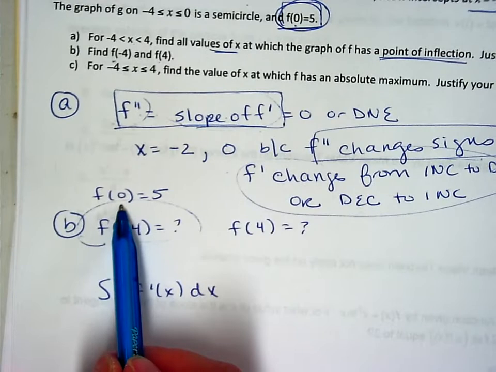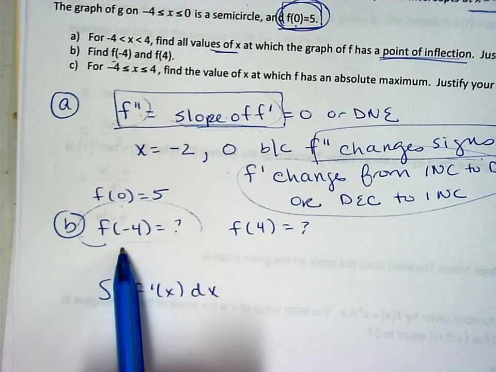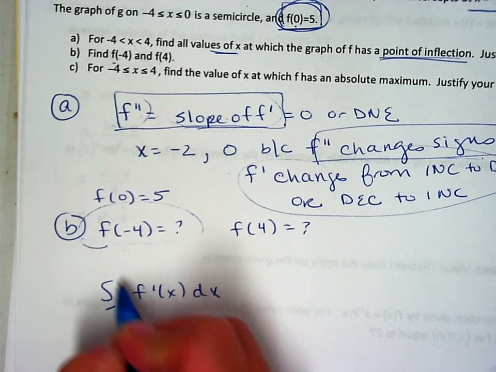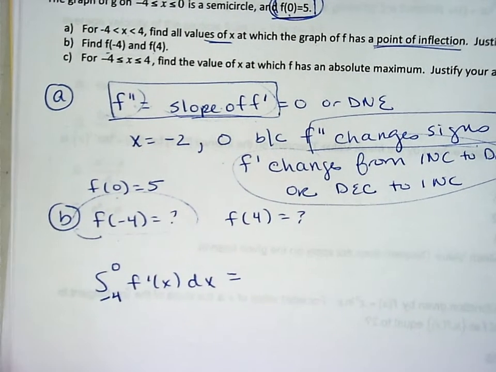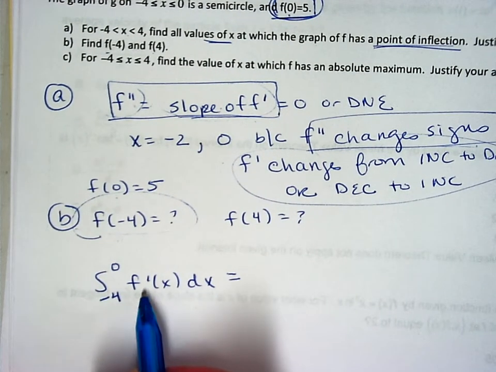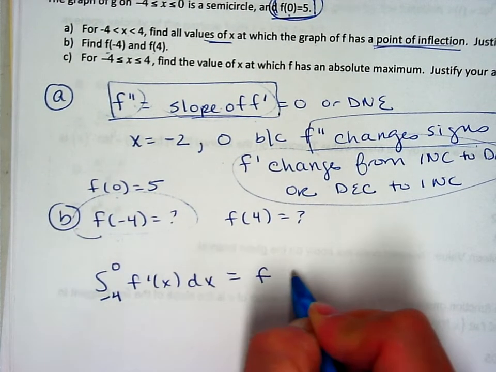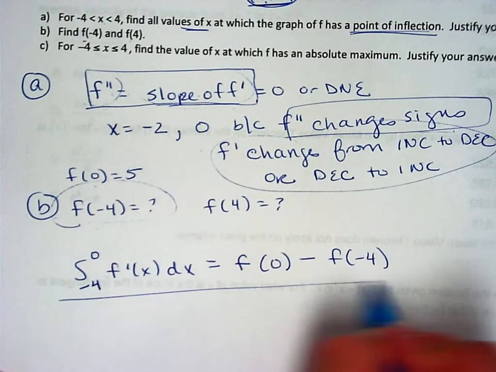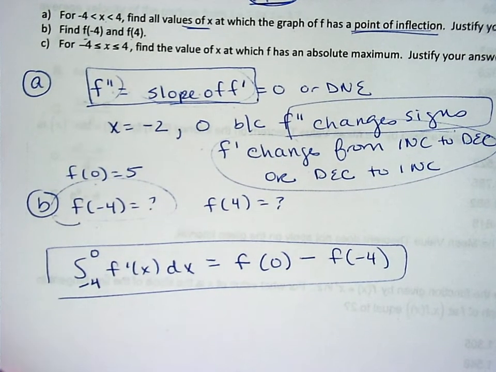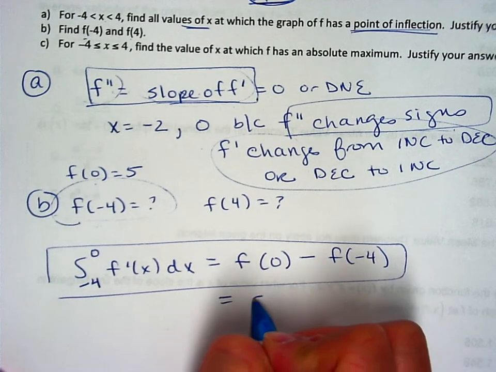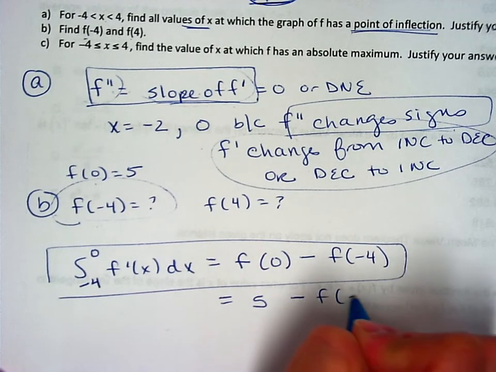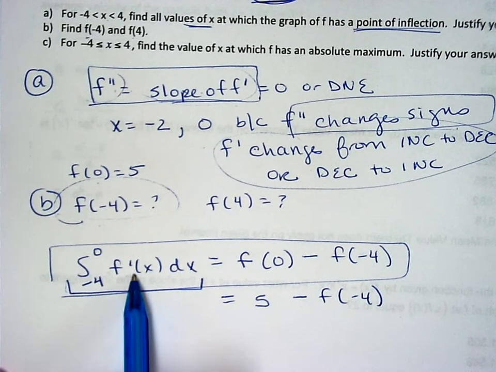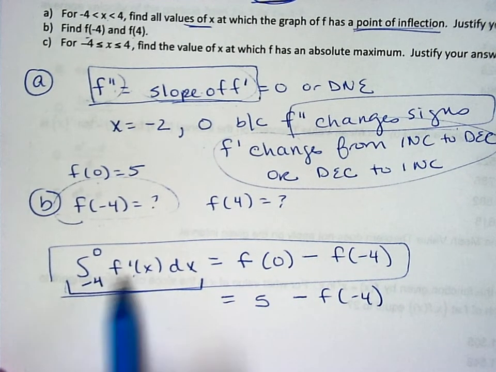So this is the bound you have information about. This is the bound you're trying to find. So these are my two bounds that I'm going to use. So I'm going to use -4 and 0. And this is my fundamental theorem. The antiderivative of f prime is going to be f. We plug in the upper bound, which is 0, and we subtract off the lower bound. This is the setup right here. So this was given. This we know is 5. This is what I'm trying to figure out. This we're also going to find. This is the area underneath the graph of f prime from -4 to 0.